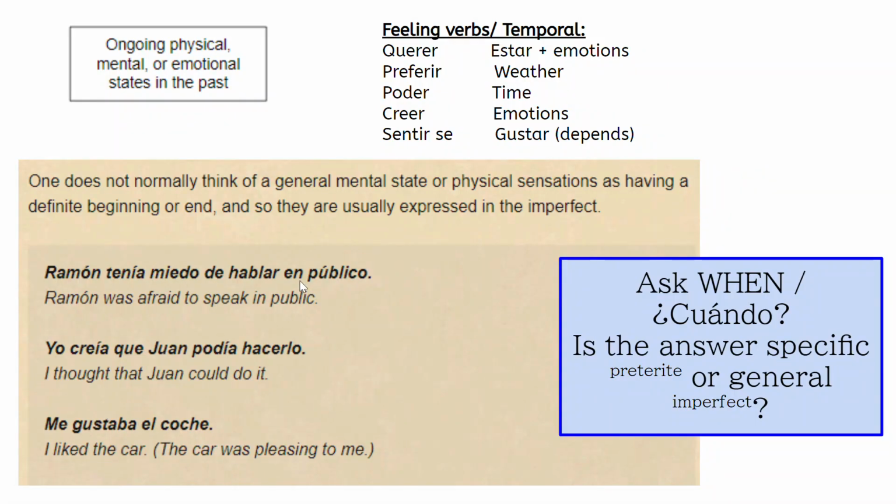Ramón tenía miedo de hablar en público. Ramón was afraid. Tenía. I'm going to go with imperfect on that because it's a feeling. Yo creía que Juan podía hacerlo. I thought, I believed. Imperfect. Me gustaba el coche. I liked the car. It was pleasing to me.